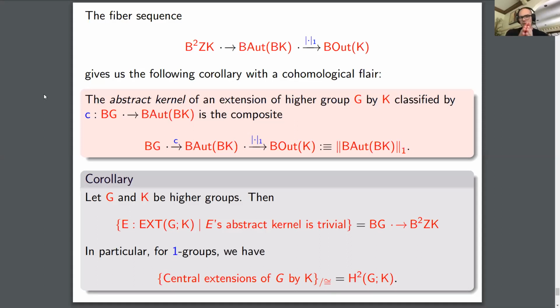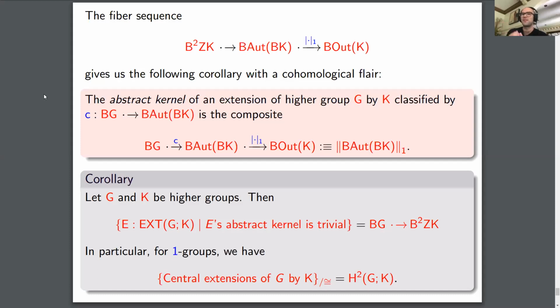And so if you look at how this is actually classified, what you see is we take BG to B2ZK, our cocycle. We push it forward to B Aut of BK. And what does that do? That's just taking the set. And then we take the dependent sum. Okay, that's an extension by K, not by ZK, but that's fine. But the extension by ZK you would get would be by taking the fiber of this map. And those are different things. So this is a different extension.